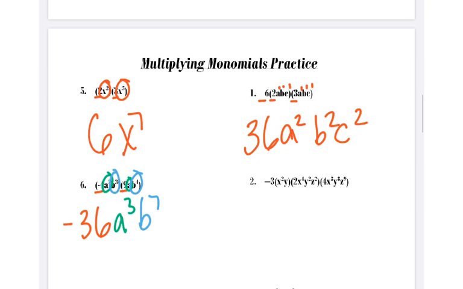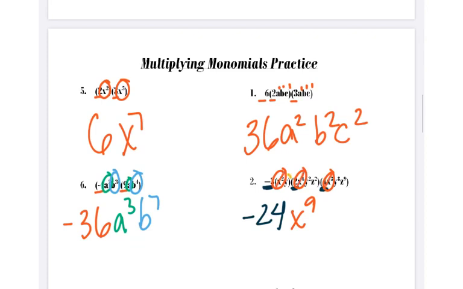I'll do one more with you, and then you can try the next 4 on your own. So in number 2, find those big numbers. -3 is a big number, 2 is a big number, 4 is a big number. -3 times 2 is -6. -6 times 4 is -24. Count your x's. There are 2, 4, and 3 of them. 2 plus 4 is 6, plus 3 is 9.